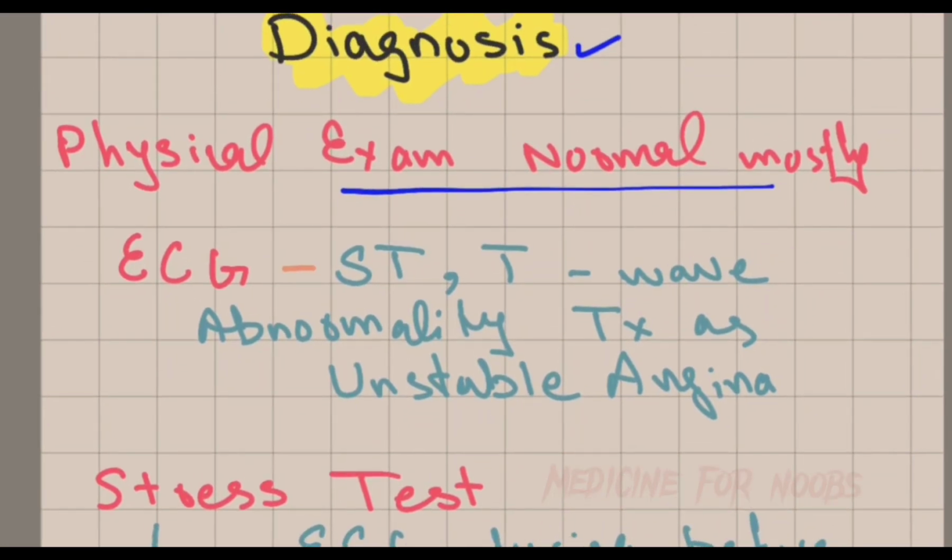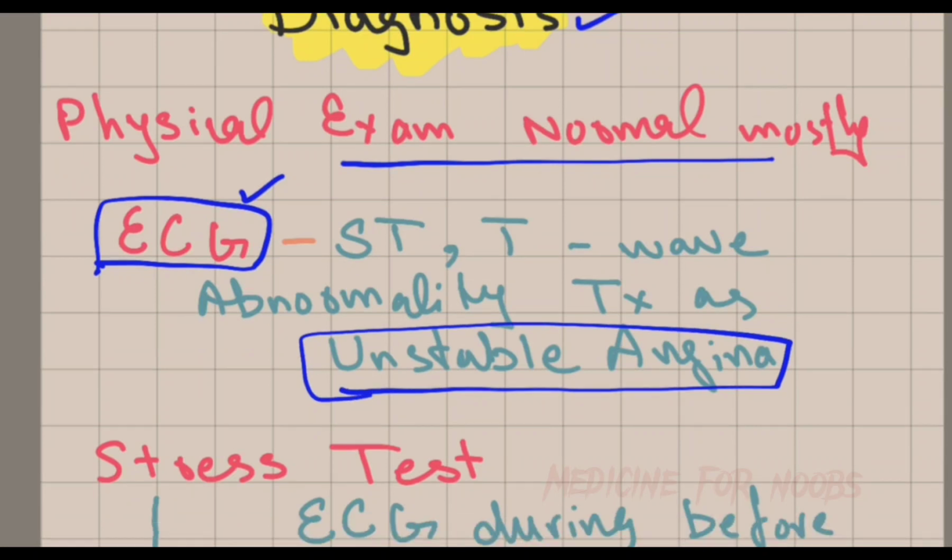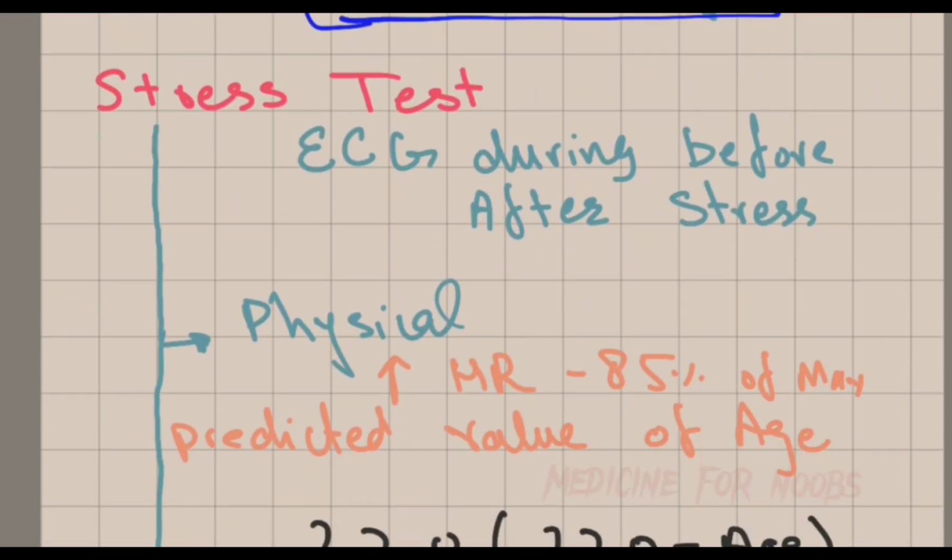After the physical exam, the best, most handy, easy and cheap test is the ECG. In ECG, if there are ST and T wave abnormalities, then we will label it as unstable angina. But we have to go through other tests too, such as the stress test, also called the ECG stress test. In this, the ECG is done before, during and after the stress, and the reading is taken.